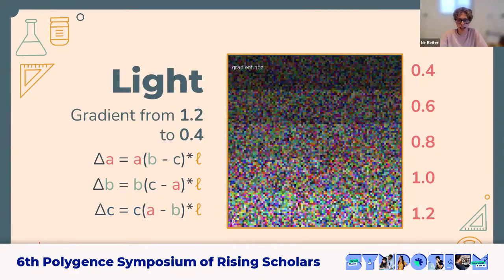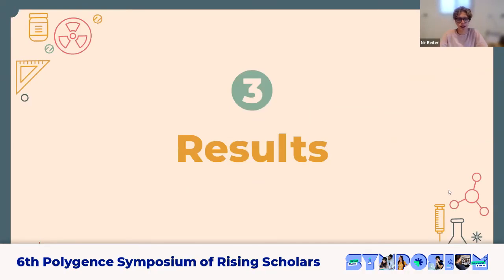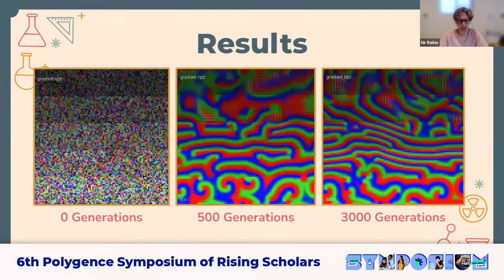Finally, I created a gradient by forming bands of light ranging from 1.2 to 0.4. Entropy is measured separately for each band. And now for the results. Here are some images. The first thing I noticed was that the gradient is visible even without me darkening the bands because the reaction flows along the gradient. So the gradient is definitely affecting the behavior of the reaction.